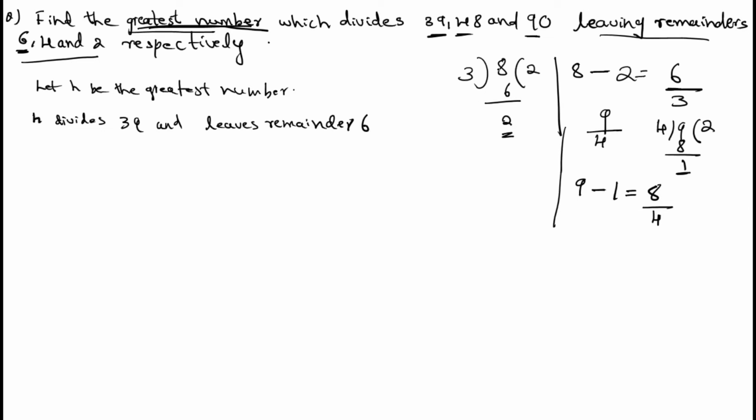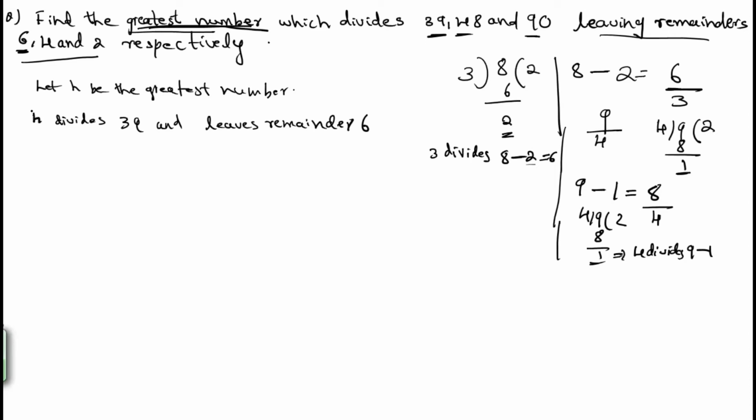3 divides 8. It implies 3 divides 8 minus 2, right? Yes or no? 8 minus 2 equal to 6. That 6 is divisible by 3. Similarly, see here what I have taken. 4 divides 9 and leaves remainder 1. That implies 4 divides 9 minus 1. Yes or no? 9 is the dividend, minus 1 is the remainder.